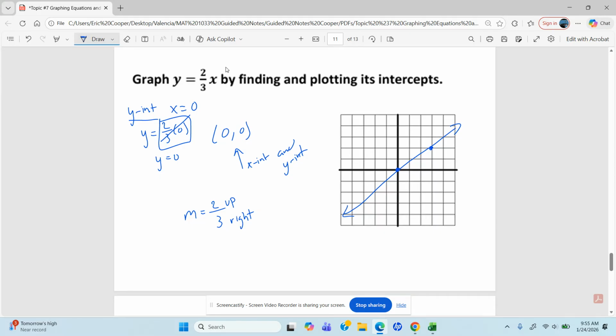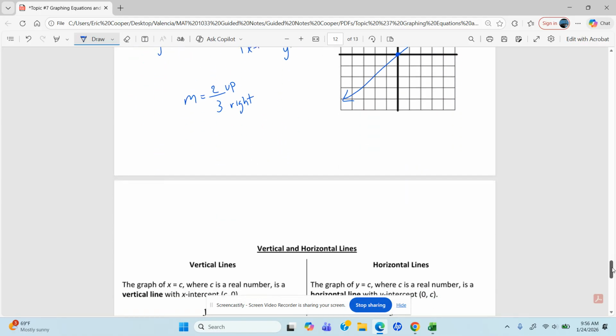So anytime you have an equation like this, you're not going to have 2 intercepts that are different. It's always going to go through the origin.